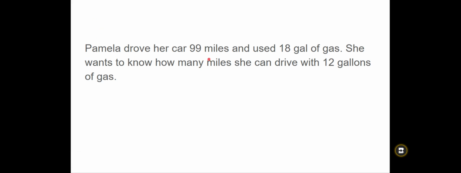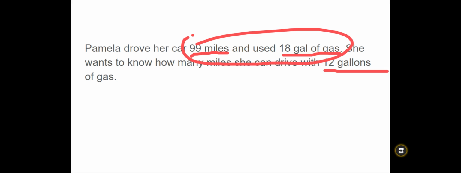It says Pamela drove her car 99 miles and used 18 gallons of gas. She wants to know how many miles she can drive with 12 gallons of gas. I see that I have a pretty good proportion that I can set up. She drove 99 miles on 18 gallons of gas, so I'm going to turn this into a proportion down here. I'm going to do 99 over 18.